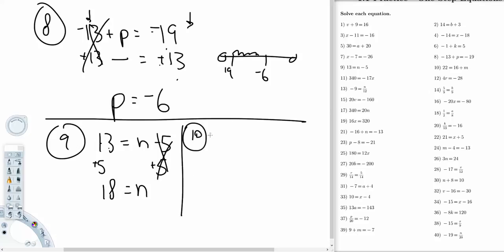Number 10 now. 22 equals 16 plus m. All right, so m is carried down because that's what we're looking for. And this 16, we need to add its opposite, so minus 16 here. And here we have minus 16 on this side of the equal sign also. So 22 minus 16 equals 6. And that is the answer.